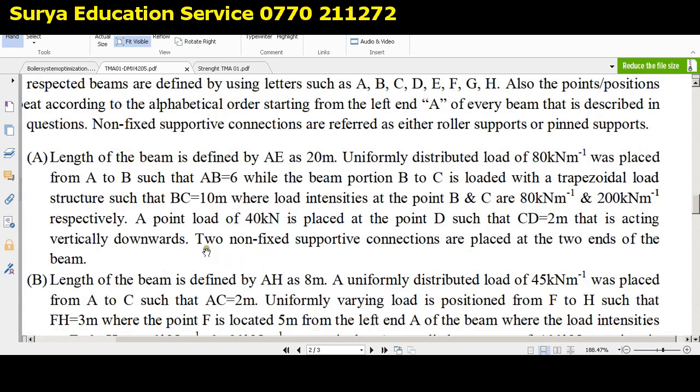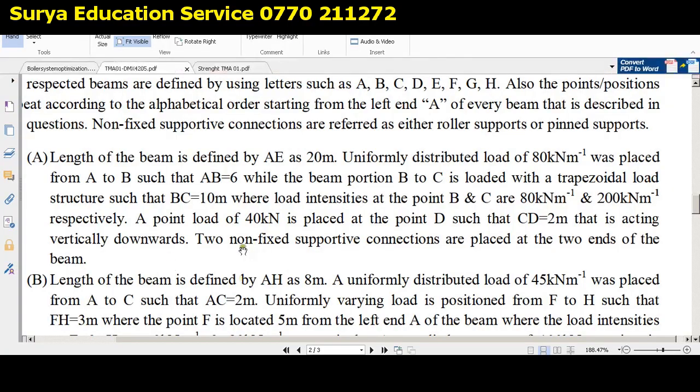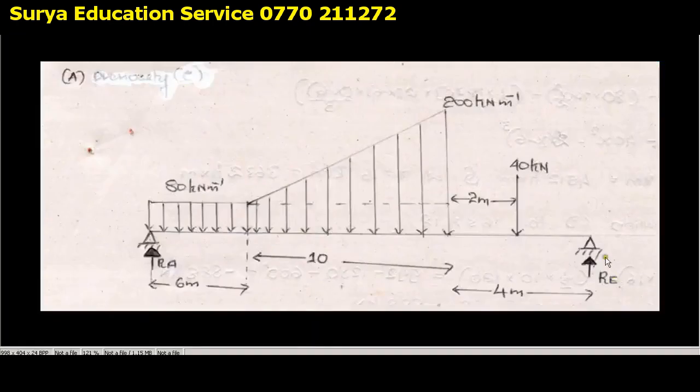So what is the other part? Two non-fixed supportive connections are placed at the two ends of the beam. Now in this beam there are two ends, end A and the other end. Non-fixed means these ends are not actually fixed, so some sort of a support, that is what it says. So two supports are placed at the two ends. So that is simply the diagram.